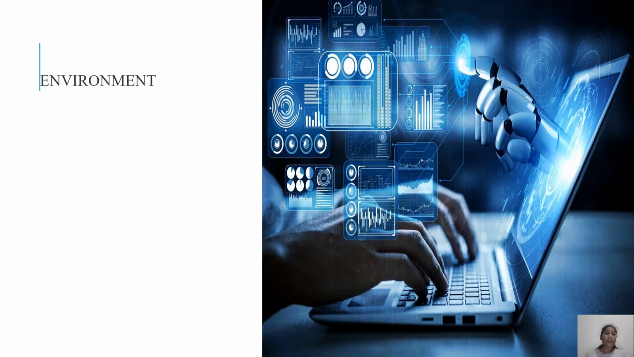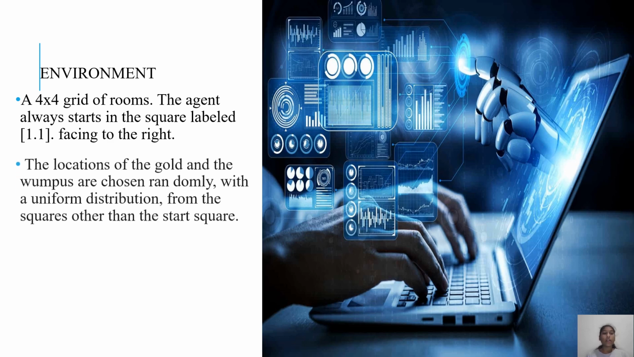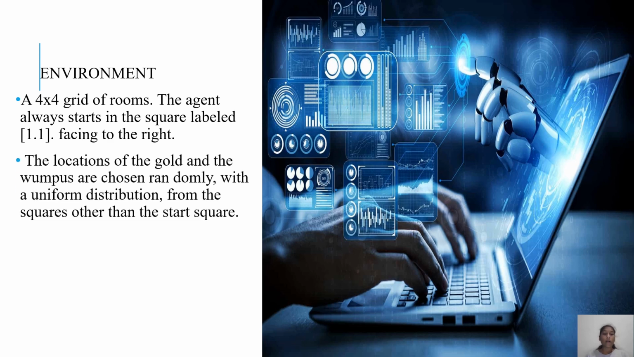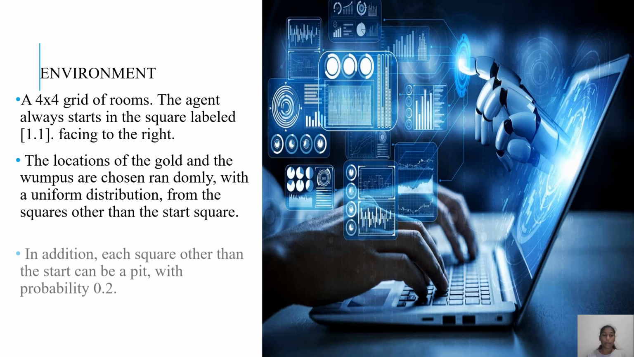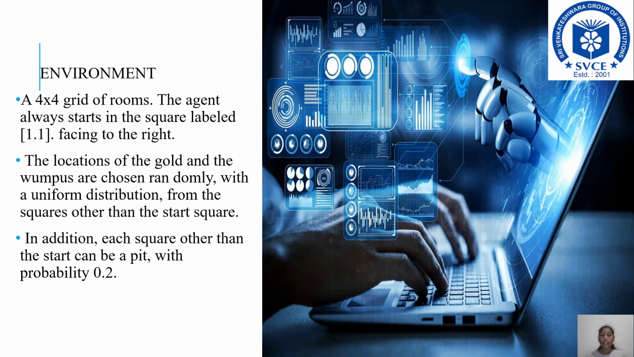Let us see the environment of Wumpus world. The environment of Wumpus world is a 4 by 4 grid of rooms. The agent always starts in the square labeled 1,1, facing to the right. The locations of the gold and the Wumpus are chosen randomly with a uniform distribution from the squares other than the start square. In addition, each square other than the start can be a pit with a probability of 0.2.